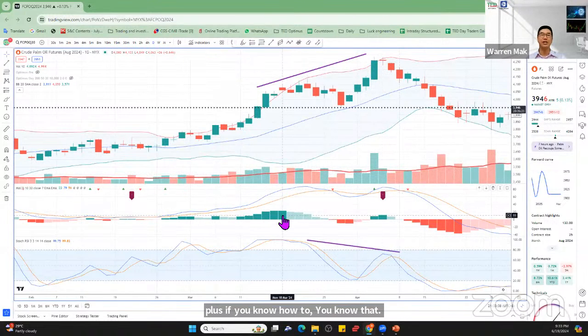So the histogram tells you how strong the uptrend is, how strong the downtrend is. The longer, the stronger. The longer, the stronger. This is how we use it. Okay.